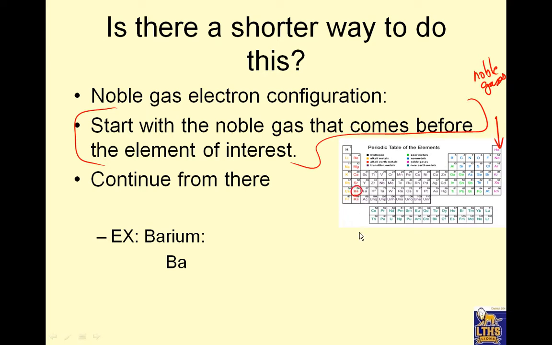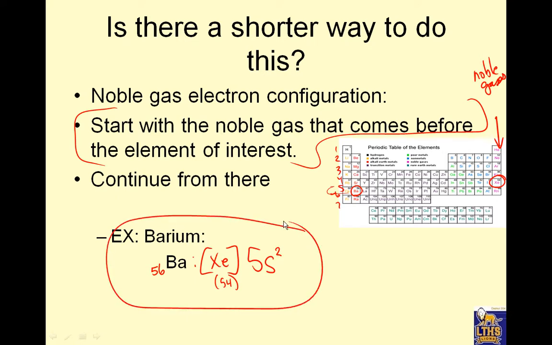So let's find barium. Barium's right here. Let's find how many electrons. This is going to be 56. Then we find the noble gas that comes before it. 55, 54. The element xenon is the noble gas that comes before barium. You put it in brackets, and then you go to the next row. 1, 2, 3, 4, 5, 6, and so we're in the 6th row. We're on this side of the table, so we're 6s2, and xenon takes care of 54 electrons, plus 2 more is 56. So this is called the noble gas, or shorthand, electron configuration.